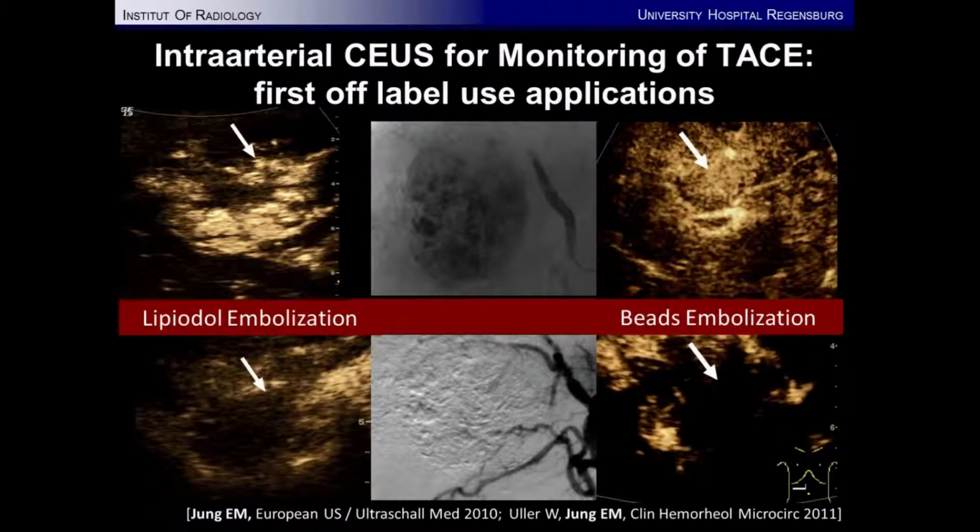The next step for me and my team was that we modified TACE. We now use contrast-enhanced ultrasound through the microcatheter, using intraarterial contrast-enhanced ultrasound. We have a new way for exact placement of beads for embolization, with complete devascularization also for bigger HCC lesions.